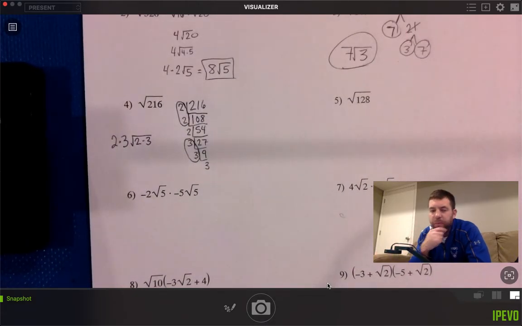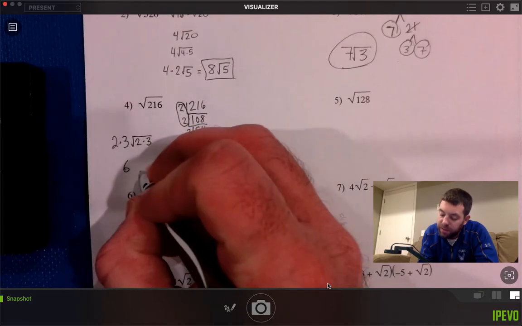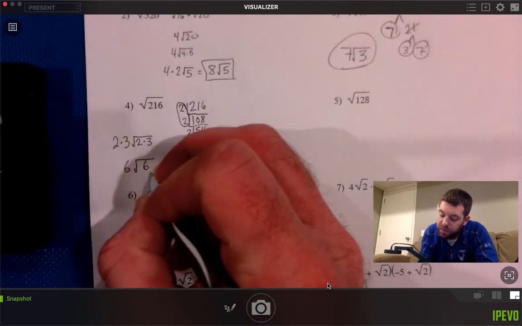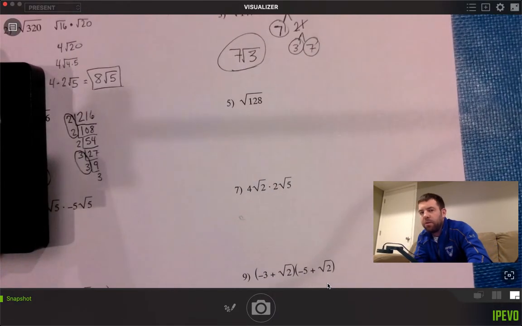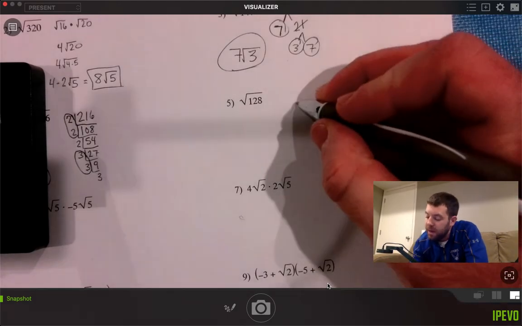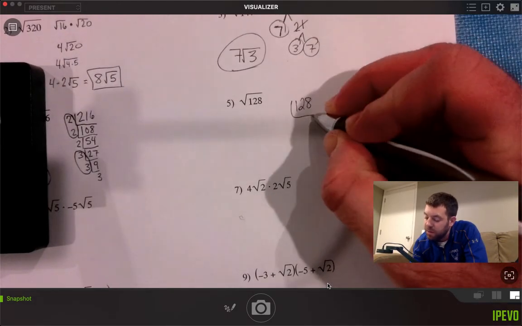All right, so then what I'm going to have is 2 times 3 is 6. So 6 radical 6. That is my final answer. Let's try that again with 128. I like this method. I'm going to keep using this method.